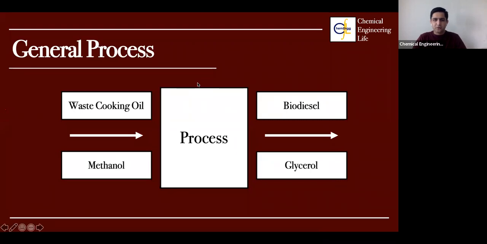So the general process for biodiesel production is that we're going to be using waste cooking oil and methanol. We use that in a catalyst process, and then we create biodiesel and glycerol. Now, the waste cooking oil is actually a waste product. So already there, the idea behind using waste cooking oil is that it is cheap. It's easy to find. It's a waste stream. It's not a valuable product, so it can be acquired at a very low price. Methanol is a requirement of the process. And then we produce biodiesel and glycerol.